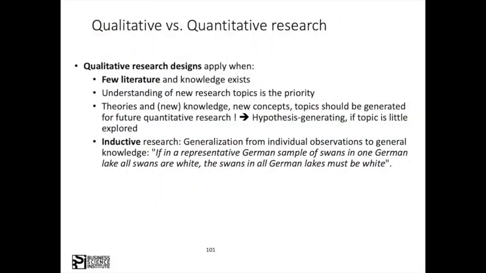And so that is why qualitative research designs apply when little literature and knowledge exists, when you want to understand new research topics, when theories, knowledge, new concepts and topics should be generated for future quantitative research. You cannot generate hypotheses, but rather research questions. So in deductive research, you generalize from individual observations to general knowledge, even if generalization is not the target. For example, if in a representative German sample of swans in one German lake, all swans are white, the swans in all German lakes should be white.